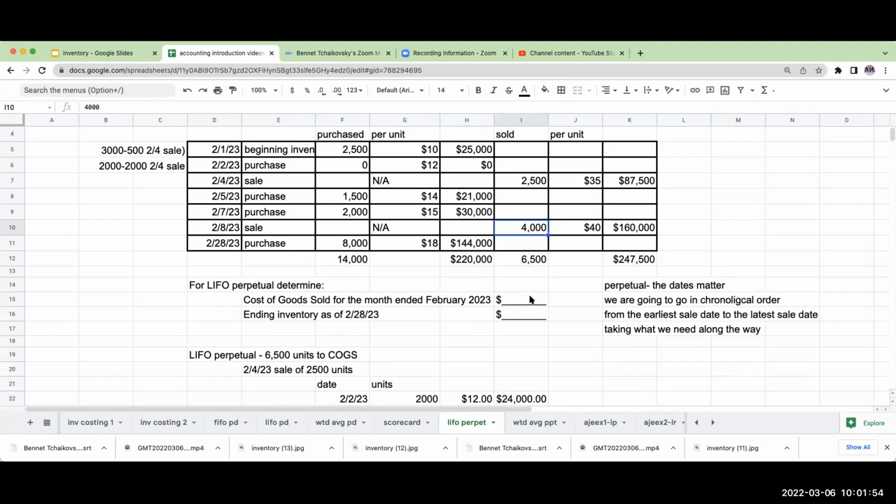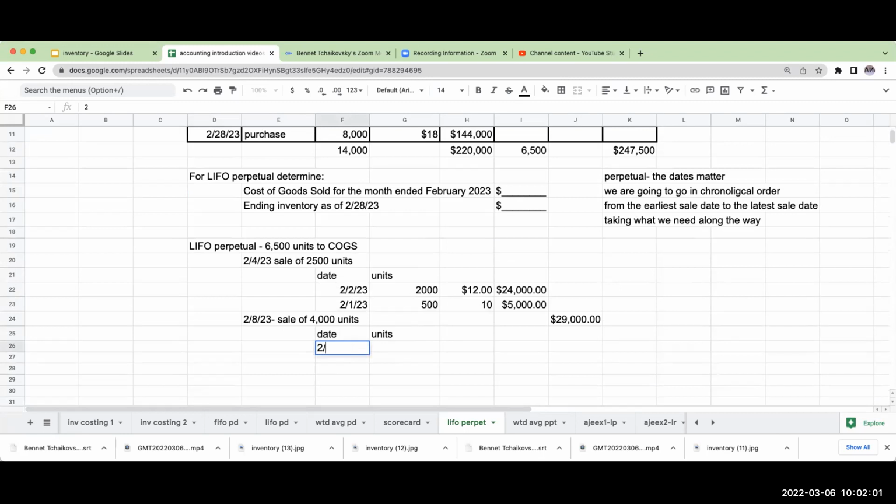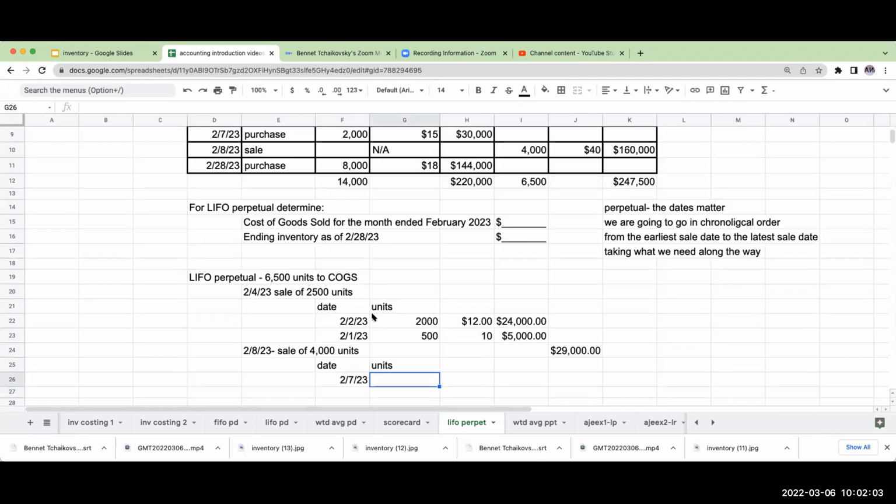Where do I go first? Well, I'm going to go first to February 7th. Over here to 2/7/23, I'm going to have 2,000 units at $15 per unit for a total of $30,000. Now, am I done yet?